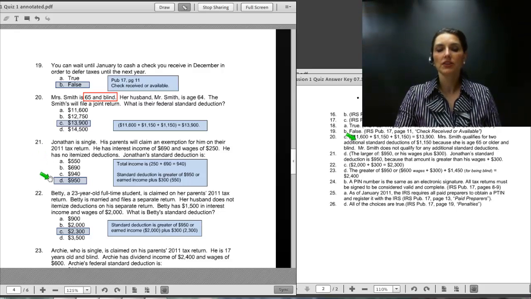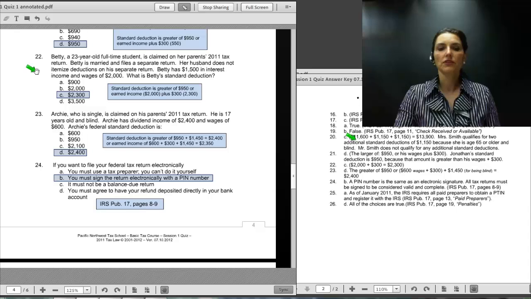There can be a temptation to look to his total income, which is $250 of wages and interest of $690, and see if that takes us anywhere. Well, he's allowed to take his wages plus $300, which would give us $550, or he's allowed to take $950. Those are the two choices he has for standard deduction. Of course, he will take the higher of those two, $950, and his income of $940 actually doesn't factor into the filing requirement at all.